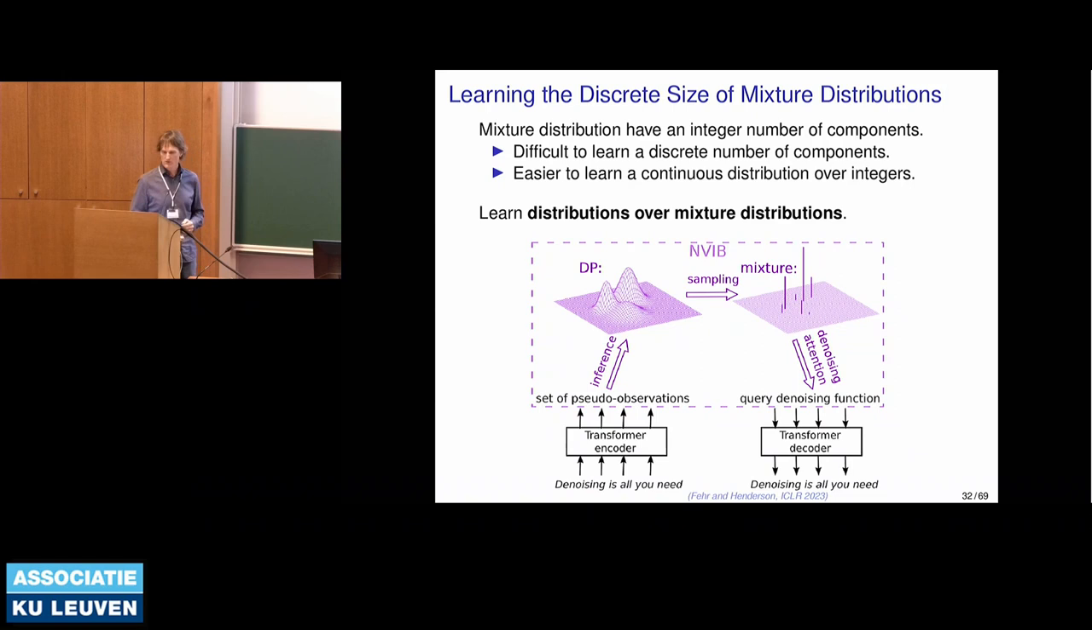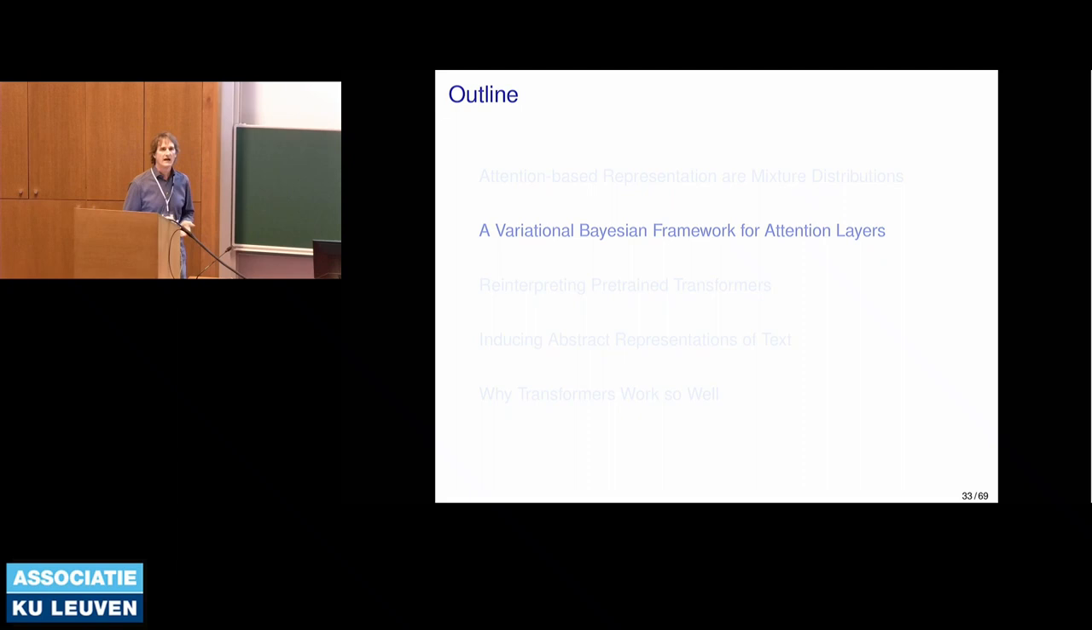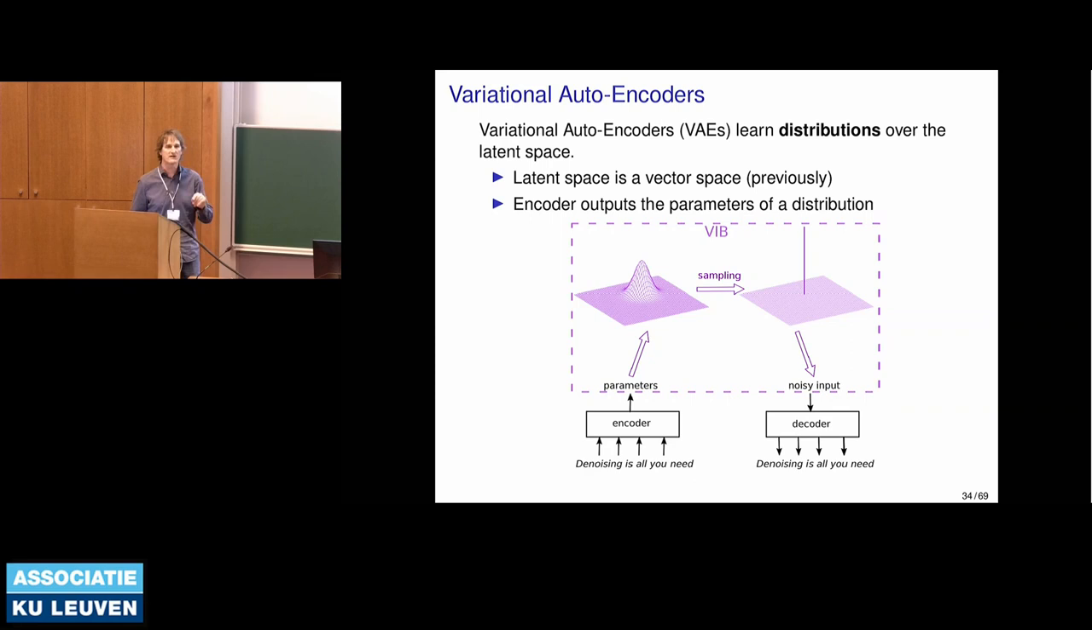Right. So that's the first part, just understanding attention. And now we're going to talk about how to model distributions over mixture distributions. And to do that, we're using variational Bayesian methods. Okay. So the classic variational Bayesian method for representation learning is a variational autoencoder. We have an encoder. It goes through some compressed space, and then you try to reconstruct that input using a decoder.